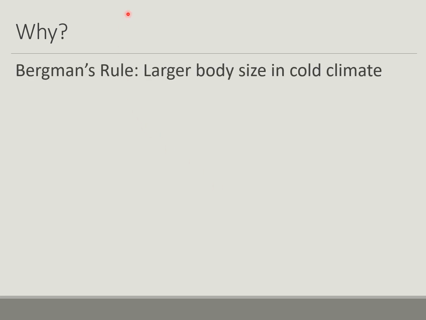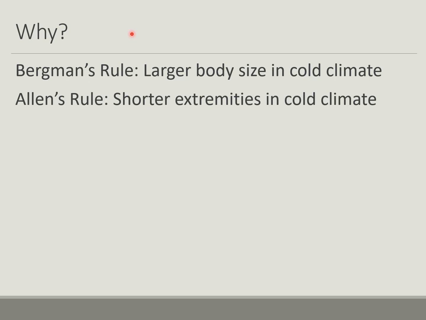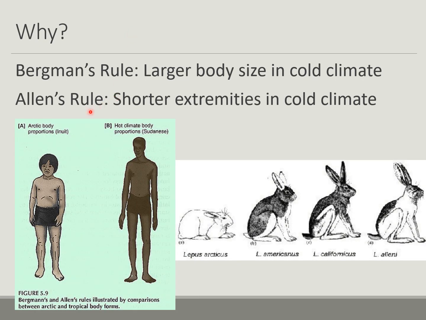So there's this thing in biology called Bergmann's rule, where you see larger body sizes in cold climates. And there's Allen's rule, where you see shorter extremities in cold climates. So let's see that in a picture. Here we have an Inuit, cold climate, and here we have a Sudanese individual who lives in a hot climate. So you can see here the Inuit is shorter, the torso is wider compared to the Sudanese individual, right? And the limbs are shorter than the Sudanese individual.